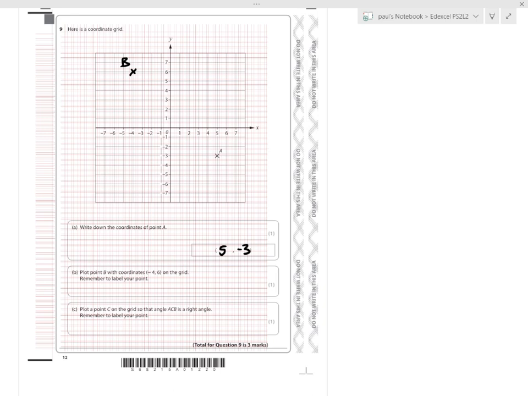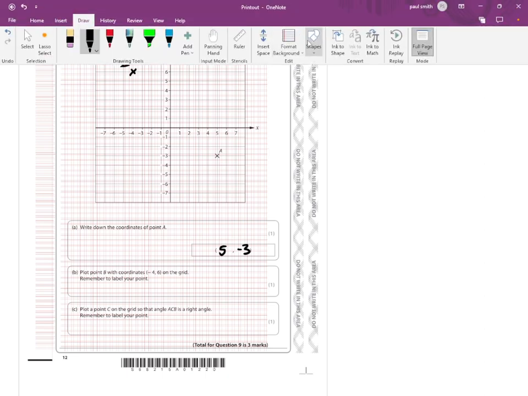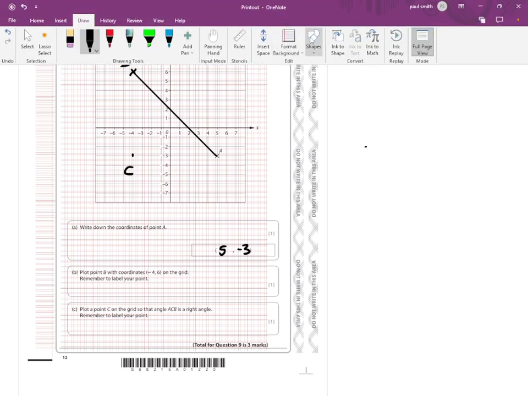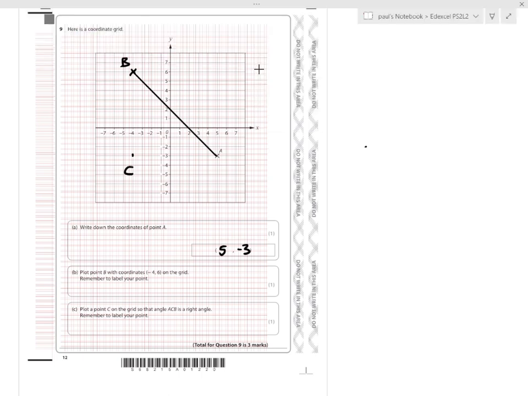And plot a point C so that it's a right angled triangle. So this is going to be the slopey bit there. So we got a choice. We could either put it up there or down the bottom. I don't think it really makes any difference. So we're going to put it down the bottom and call that C. I'm sure they'll allow you both answers.